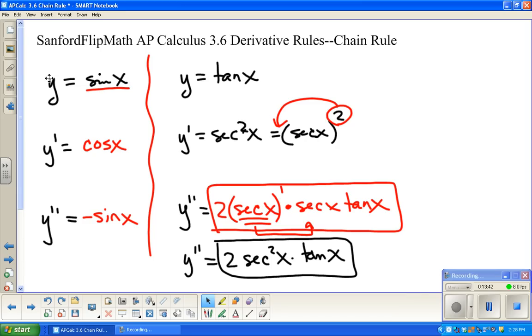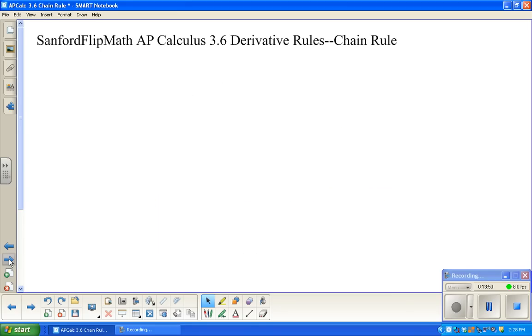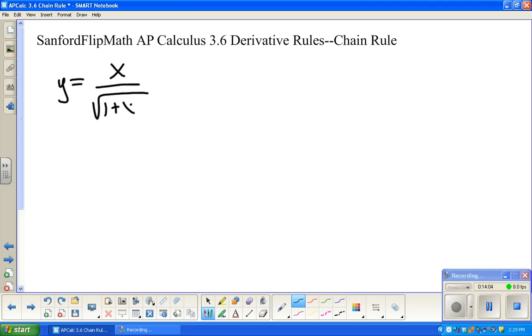All right, well, since we're making this a little more exciting, let's do one I'm going to borrow from your book, number 20 from page 153. y equals x over the square root of 1 plus x squared. All right, now Mr. Sanford, you're just being mean just to be mean. Yeah, I suppose. Well, how do you start this? Okay, this is a quotient, so this is u, this is v.